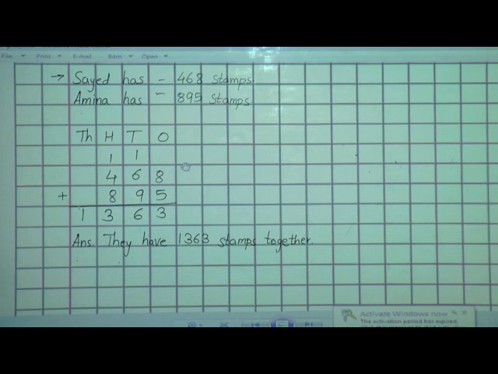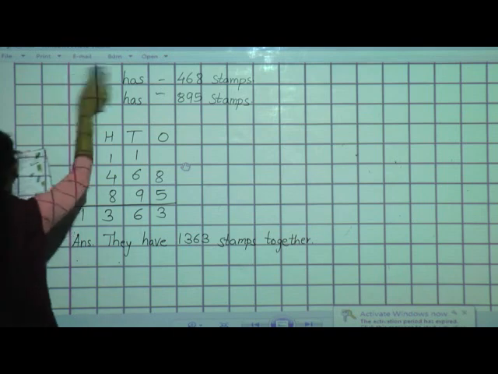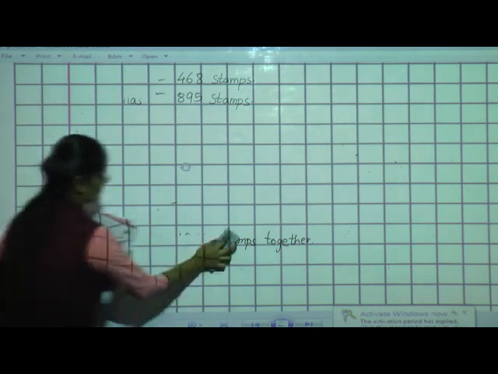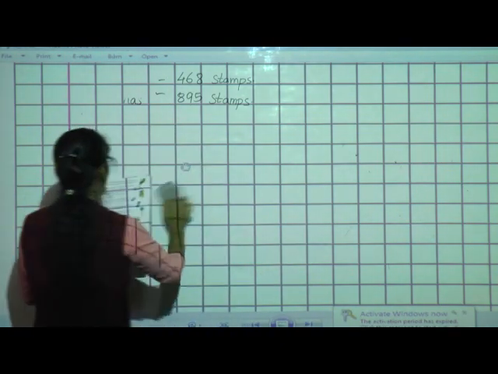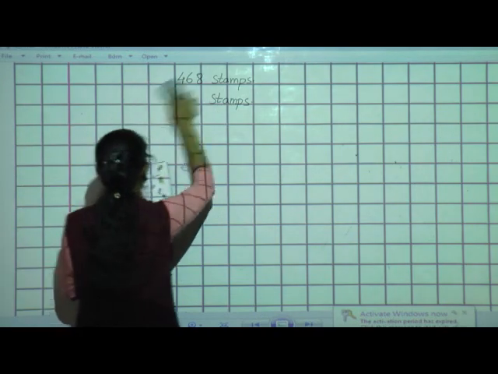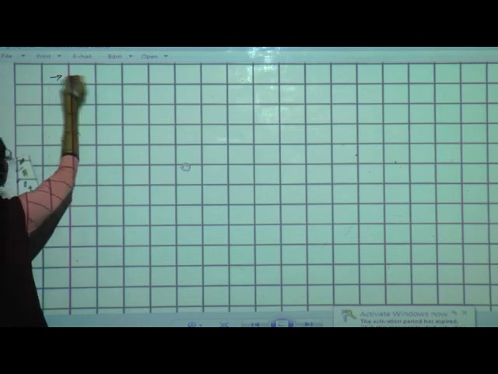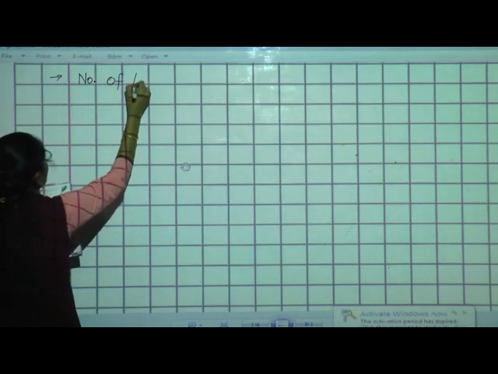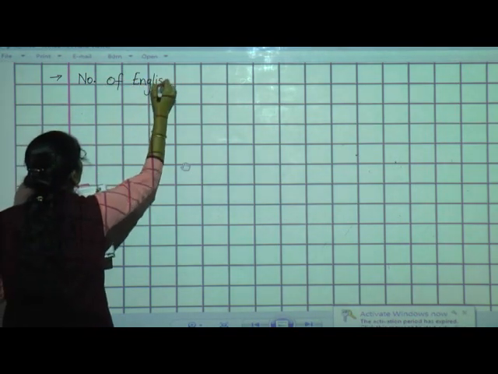Read the fourth one. There are 5890 books in English and 3875 books in Hindi in a school library. How many books are there all together? Now see, English books. How many English books are there? 5890. So first of all we will write the number of English books. How many are there?